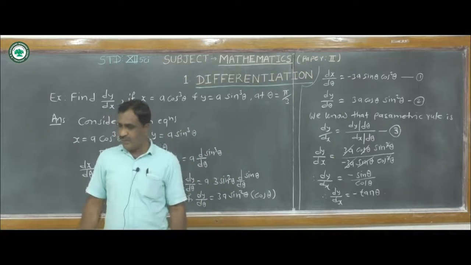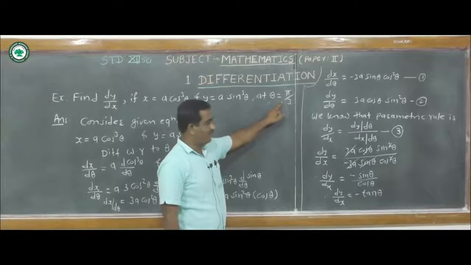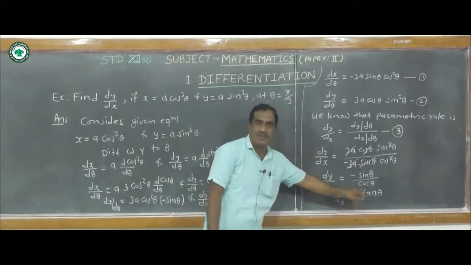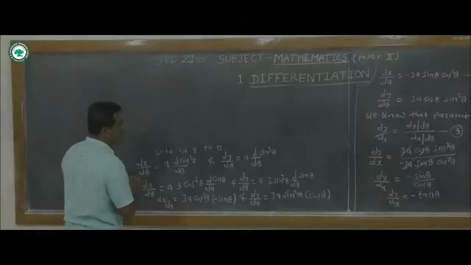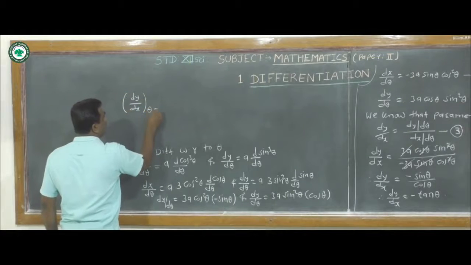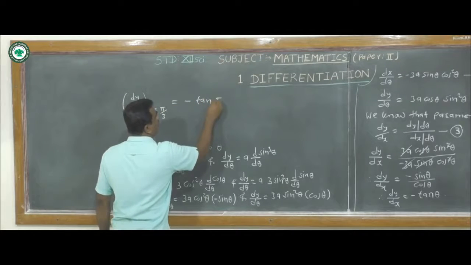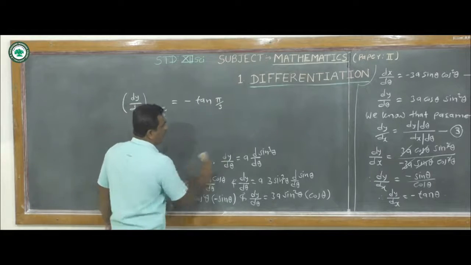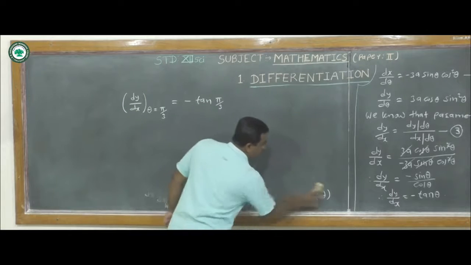But we have to find the value of dy by dx at theta is equal to pi by 3. Therefore put theta equal to pi by 3 in this equation, dy by dx equal to minus tan theta. Therefore we can write here dy by dx at theta equal to pi by 3 is equal to minus tan of pi by 3. And we know that the value of tan of pi by 3 means the value of tan 60 degree. Pi by 3 means 60 degree.